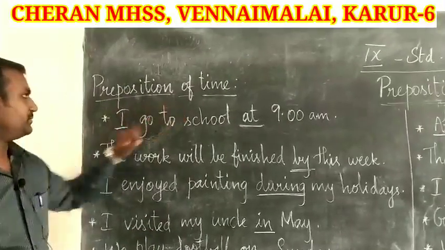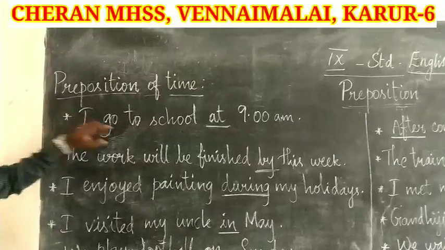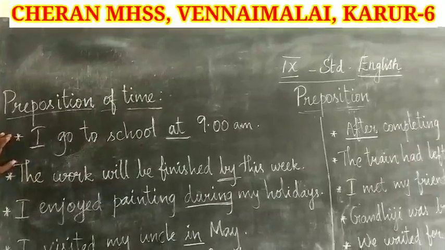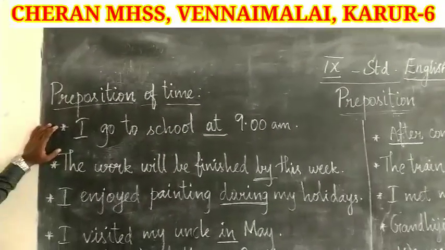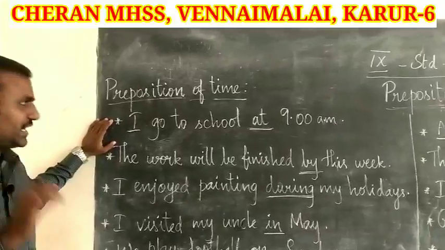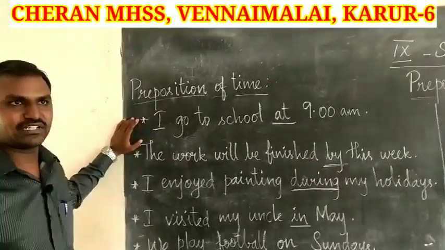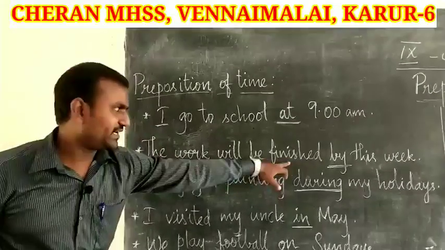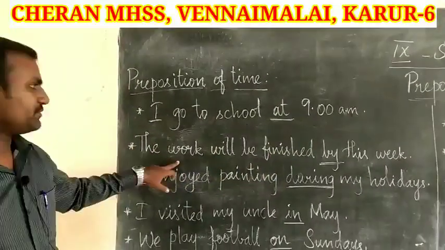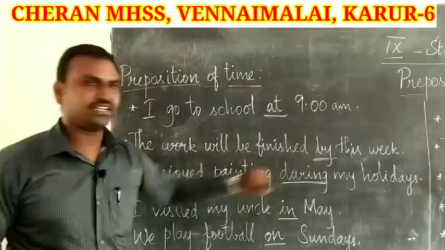Preposition of time. I go to school at 9 a.m. Before an exact time, we have to use at. But if we are telling about a rough time or approximate time, we have to use by. For example, the work will be finished by this week.